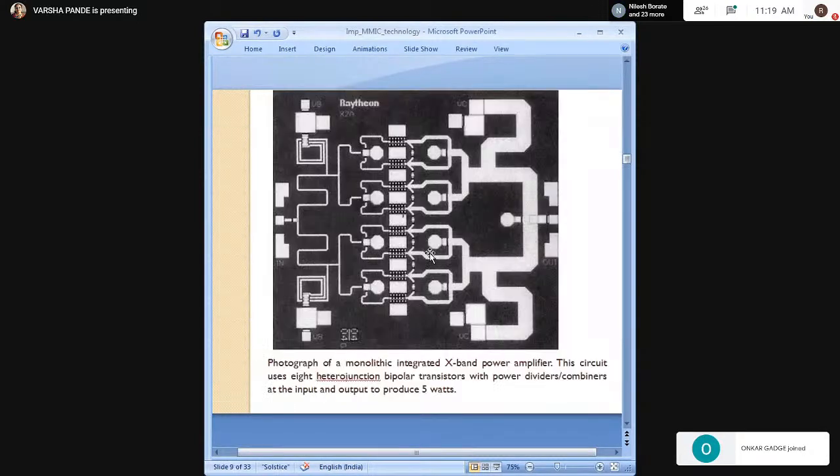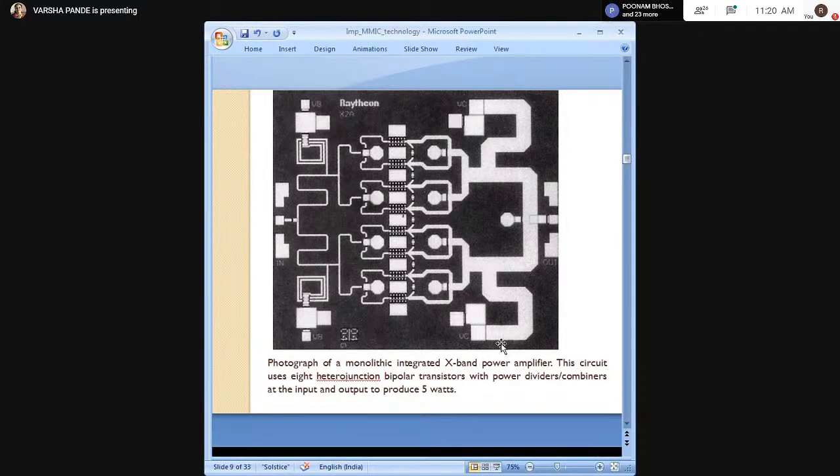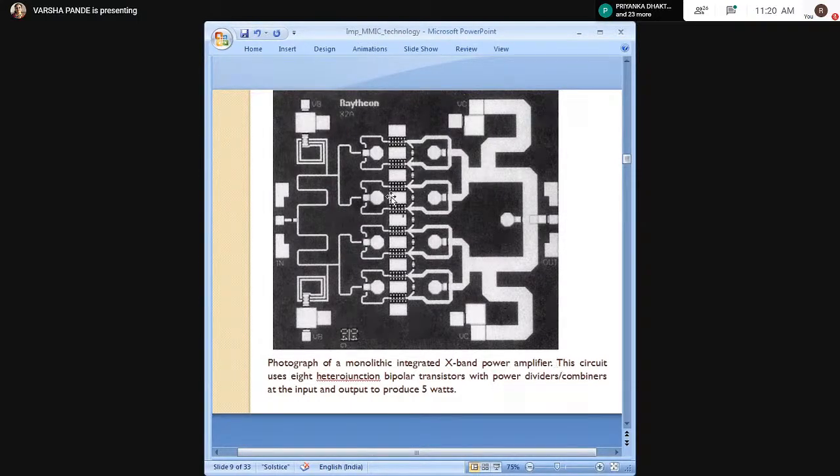Now another example. This is a photograph of a monolithic integrated X-band power amplifier. Here you can see the different components. Here the coil will be there. Then again different components are here. So like this, the final circuit will look. This is an X-band power amplifier circuit.